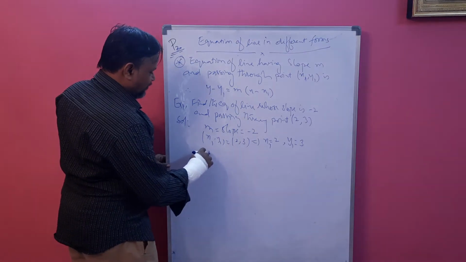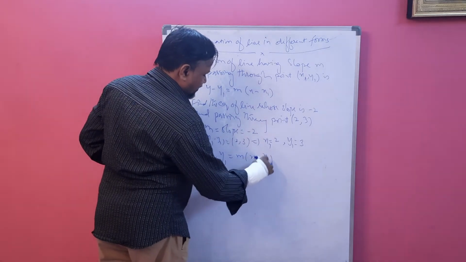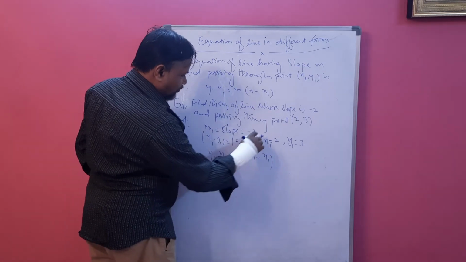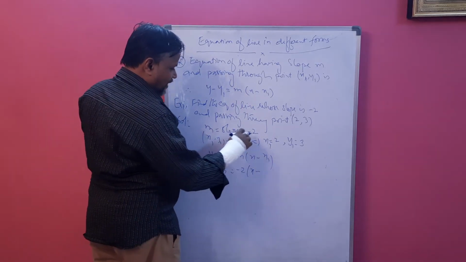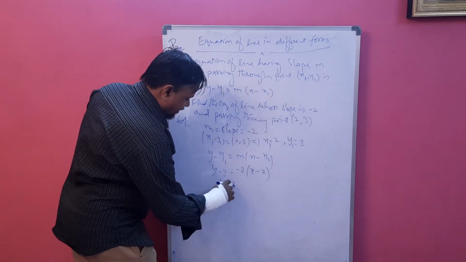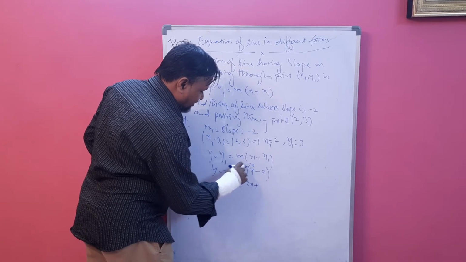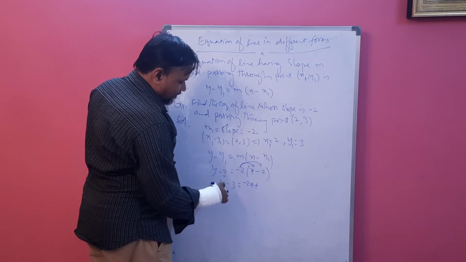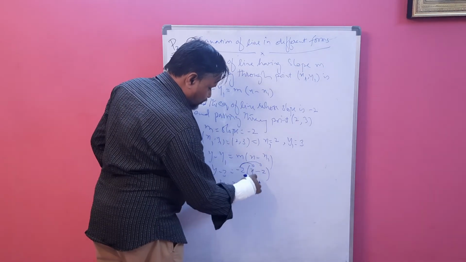Now we have to find the equation y minus y1 equal to m times x minus x1. Y minus y1, y1 is how much? 3. The slope is how much? Minus 2. X minus x1, x1 is how much? 2. Now see, y minus 3 equal to minus 2 times x minus 2. Minus into minus, you have to multiply this. Why? Because a bracket is there, the number in front of this bracket multiplies with both. Minus 2x, minus into minus plus, 2 twos are 4.